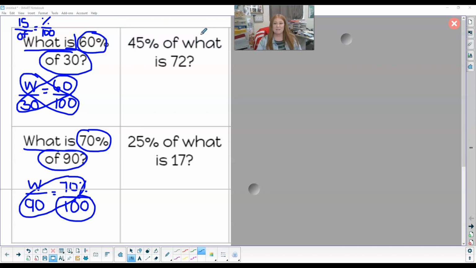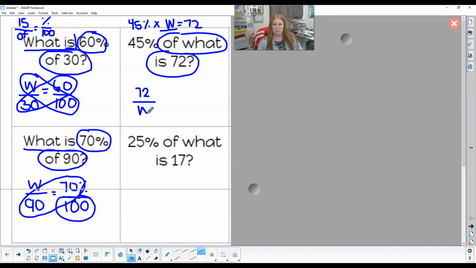So let's try a few different ones here. This one says 45% of what is 72. If I was writing this as an equation, this would say 45% of, which means to multiply, of what equals 72. So we're looking for this piece right here. I can write this out. Is goes on top. This is the part I have. Of what? Well, we don't know. Of the total is what we're looking for. And then 45 over 100.